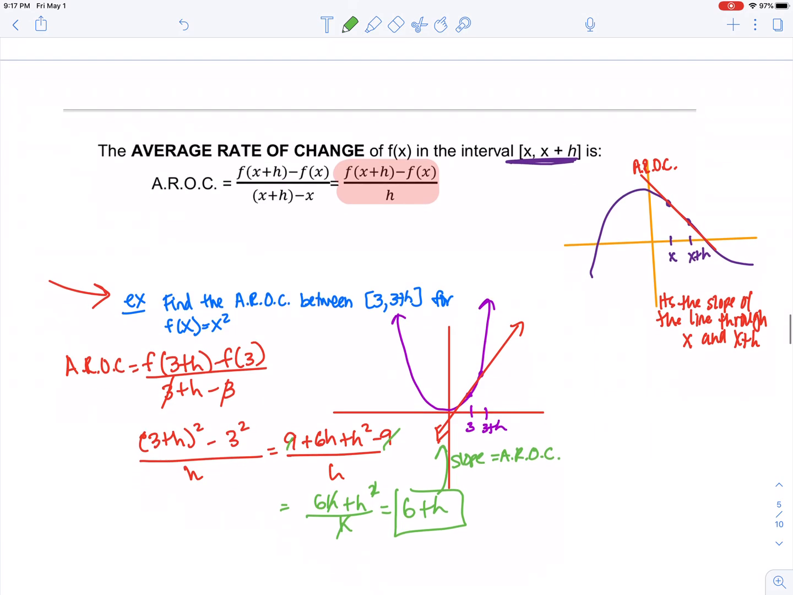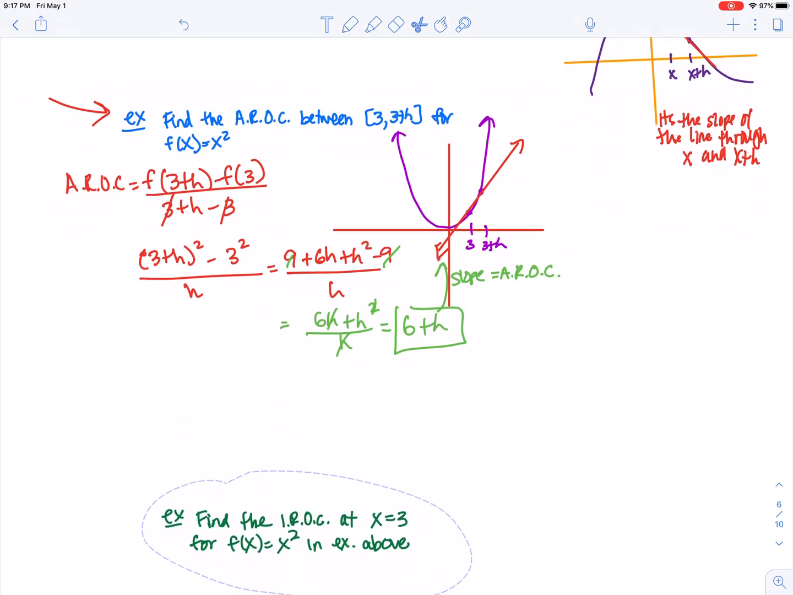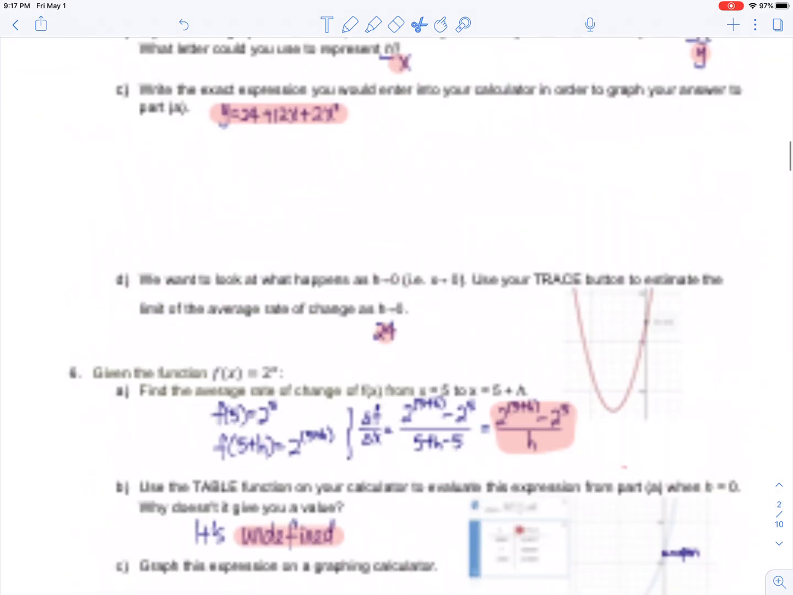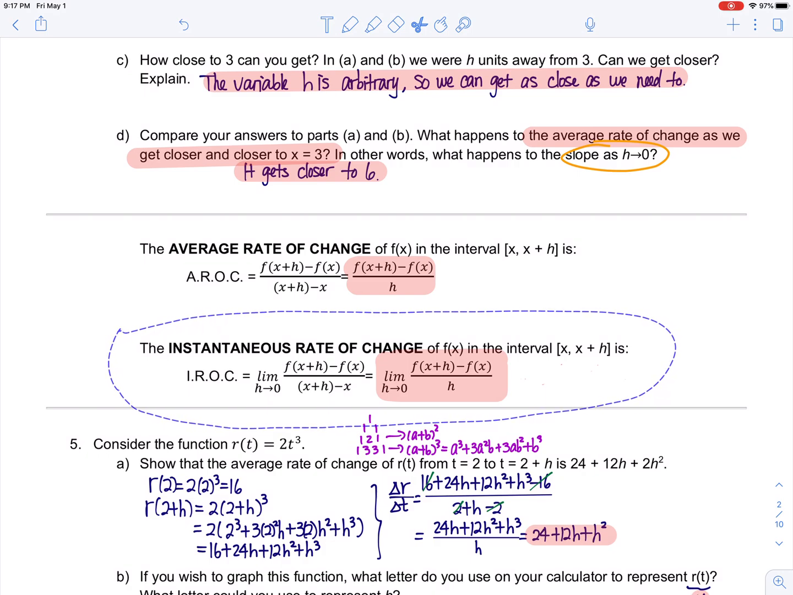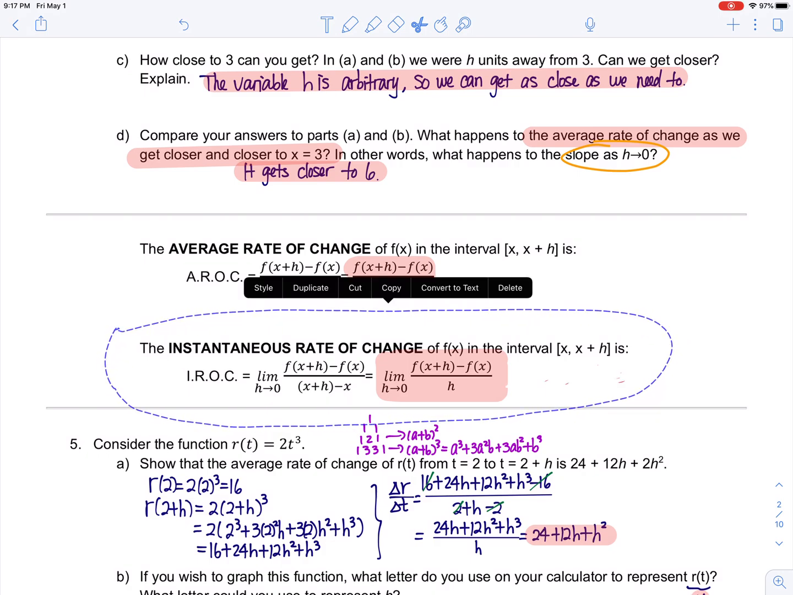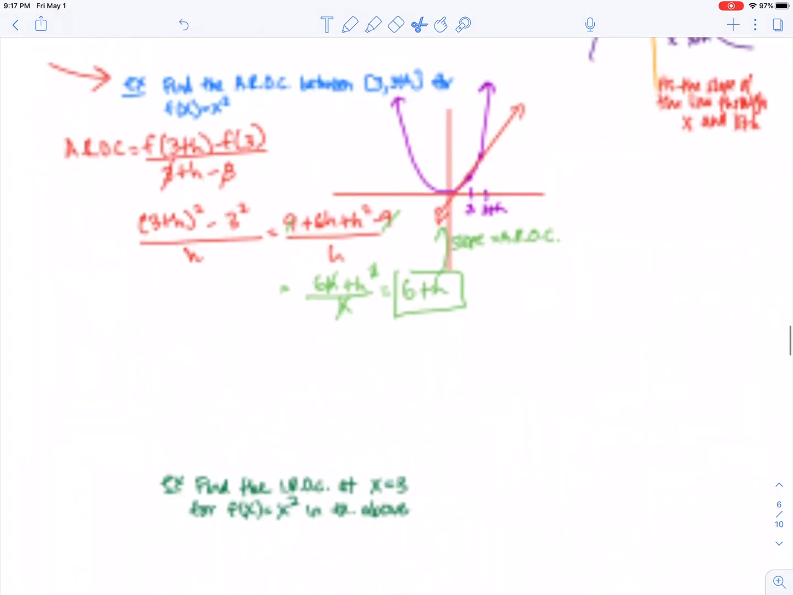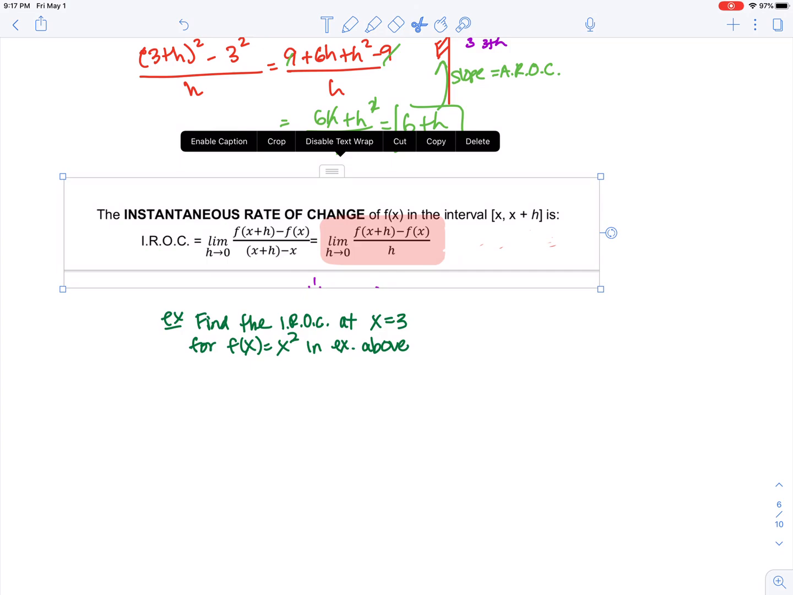Now, instantaneous rate of change is a little bit different. So here's the example we're going to use for this. Let's go back to the top of the document, and let's grab this for our notes so we have it all together. So I'm going to copy and scroll to the bottom. Sorry if that's making you dizzy. Paste image. I grabbed a little bit of the writing below, but that's okay.